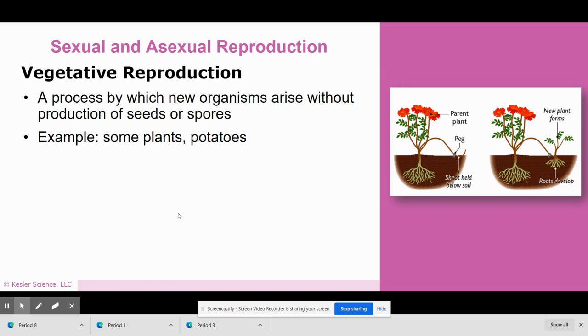Then we have vegetative reproduction, or vegetative propagation, sometimes it's said. It's a process where new organisms arise without the production of seeds or spores. Some examples are strawberry plants and potatoes. They grow an offshoot from the main parent plant, and then you can see a new plant growing from it.